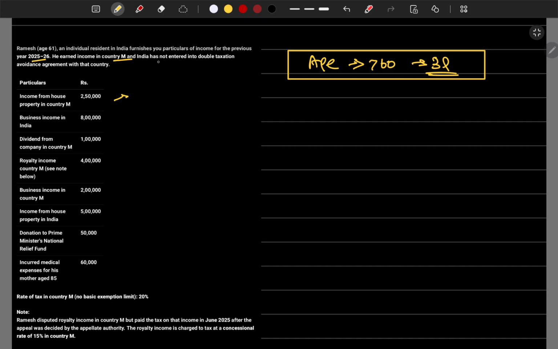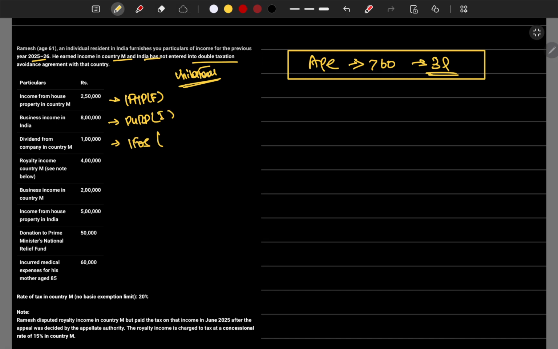Okay, he earned income in country M, and no DTAA means unilateral, right? And also income from house property in country M, foreign IFHP, and business income in India, PGBP. They have directly given the IFHP. If they were receiving rental, we would have to find out the IFHP, but since they have directly given it, we can directly take this as Indian income.